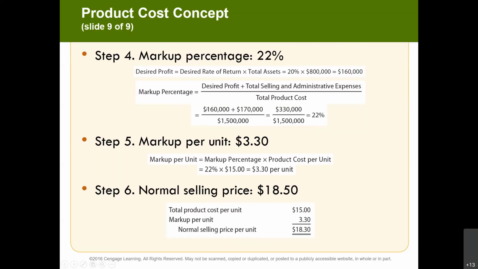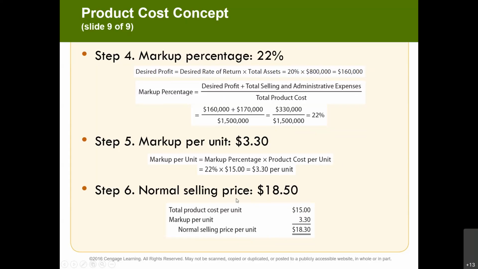Of course, remember order of operations. There really should be parentheses on this top part. So you want to make sure that you do your profit plus your selling and administrative expenses first before you do the division. And then my markup percentage will be 22%. I then need to figure out my markup per unit. I take my markup percentage, which is 22%, and multiply that by my product cost per unit, which is $15, to get $3.30 per unit, which is my markup per unit.